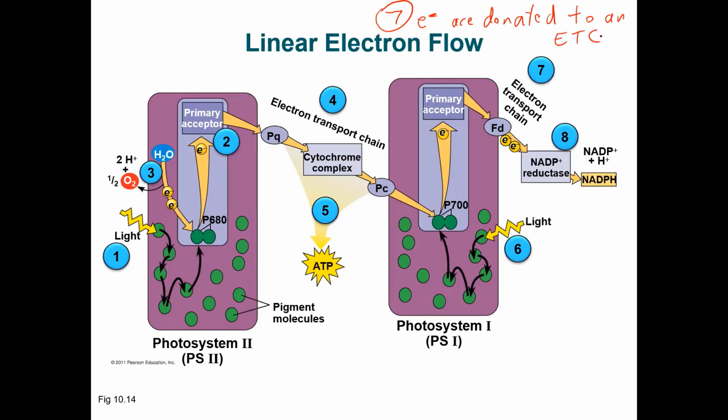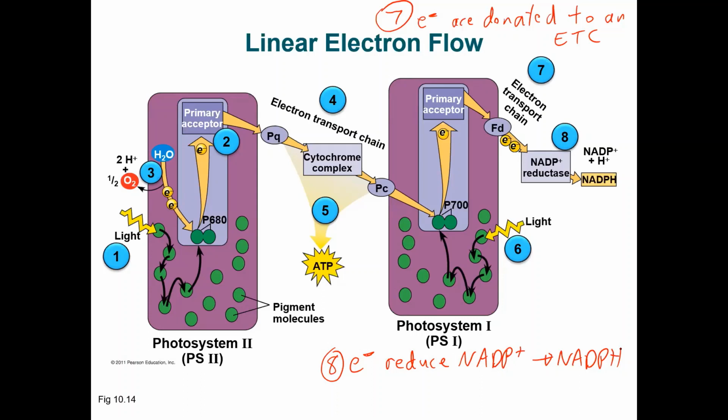And really the bottom line is, where do the electrons end up? The electrons reduce something. Remember what reduce means: reduce means giving electrons to something. So they reduce NADP+, and we get NADPH. And that's the light reactions, okay?